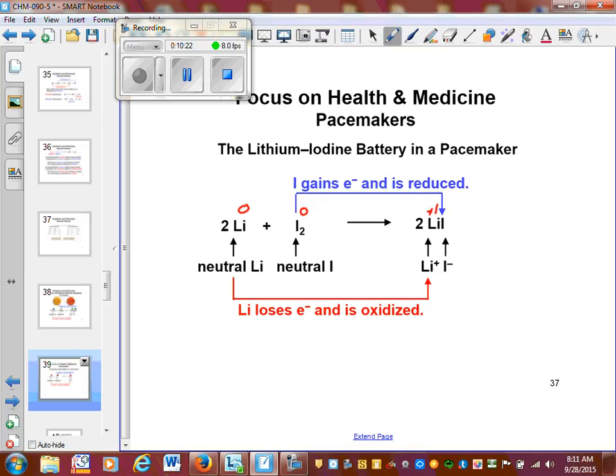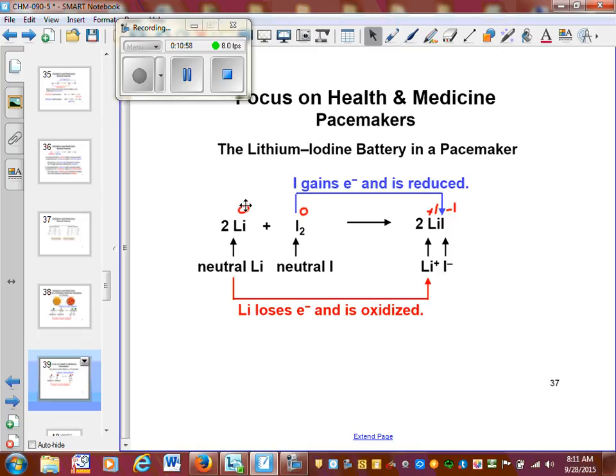Iodine is, no, it's got to add up to 0, so -1. So lithium is going from 0 to +1, so lithium is losing electrons. It's losing negatives. Iodine is going from 0 to -1, so iodine is gaining electrons. Iodine is being reduced. Lithium is being oxidized. So iodine is the oxidizing agent. Lithium is the reducing agent.